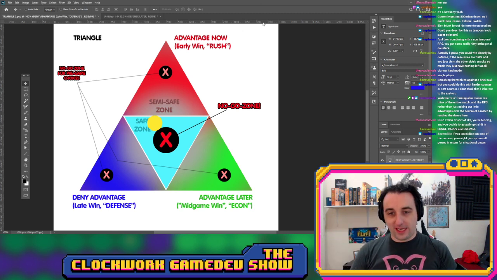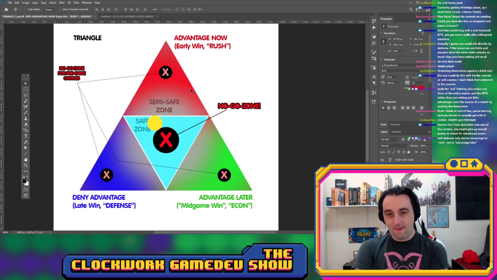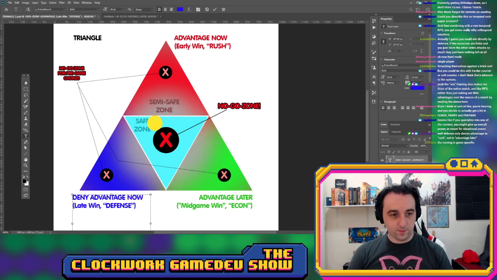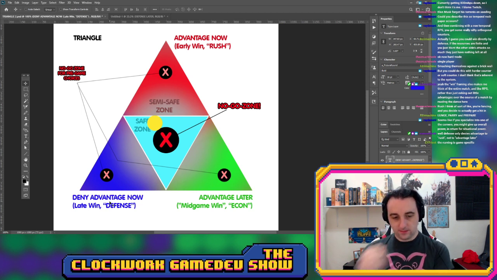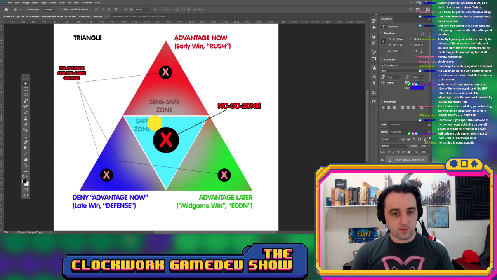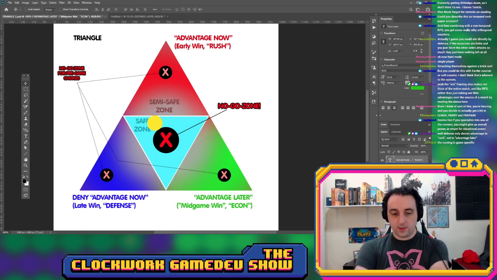I like lunge, parry, and prepare. We can add those. I don't know. I think that might actually be too direct. Defense only denies advantage to rush, not to advantage later. Deny advantage now. Right? That makes sense? How about that? Put that in quotes. Put them all in quotes, so that they're like things. How's that sound?